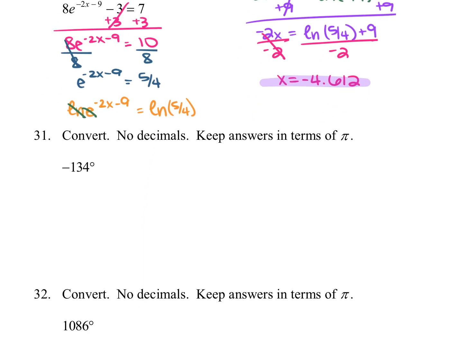Next is number 65 from your review. You're converting negative 134 degrees into radians. So we're going to put that over 1 and multiply it by pi over 180. Your 180 and your 134 do simplify. They're both even numbers, so you can start by dividing them by 2 and see if they simplify further from there. When you multiply this and simplify, you should get negative 67 pi over 90.